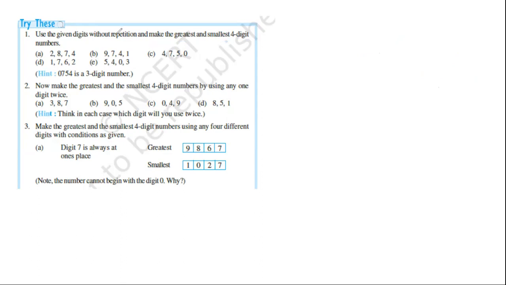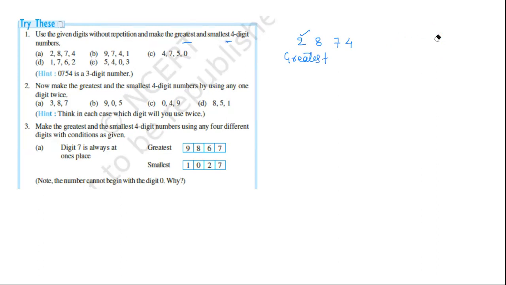Now here is our question. He's saying you need to use only these four: 2, 8, 7, 4. Arrange them in a way that you make the greatest and smallest 4-digit number. Let's say first I'll make the greatest number. In order to have the greatest number, if it starts from 2, it will never be greatest, right? If I say 20 or 40, which one is greatest? 40, right? Because the number which is coming first has to be greater in order to have the greatest value.